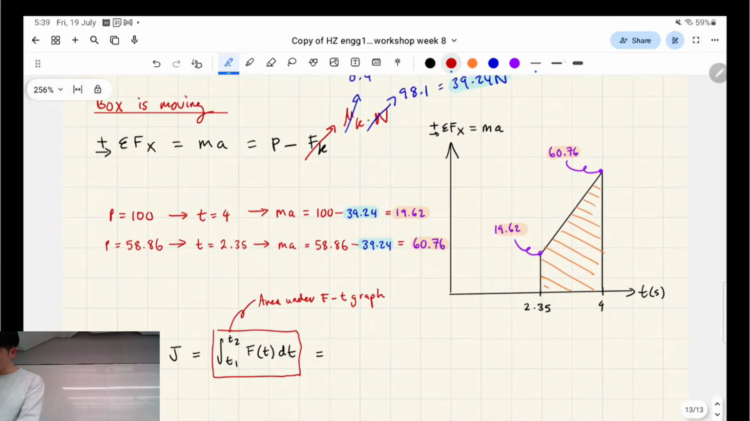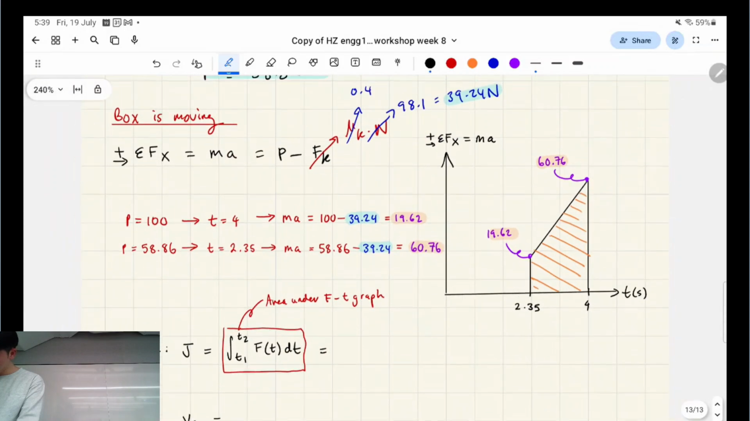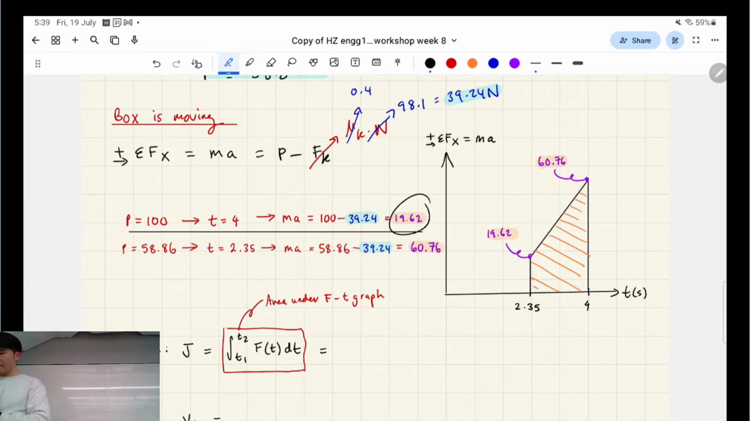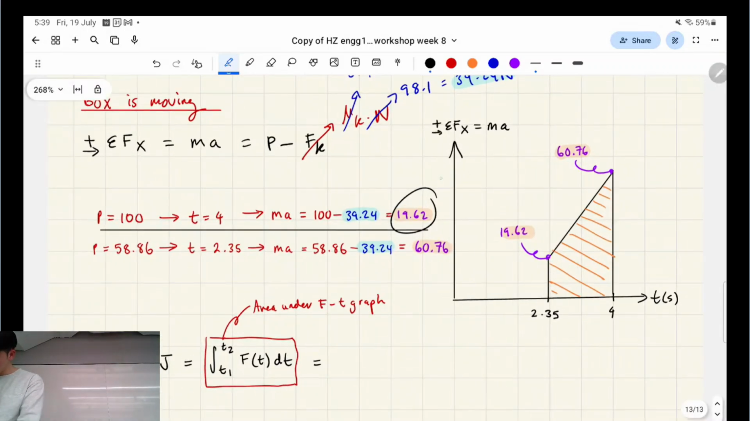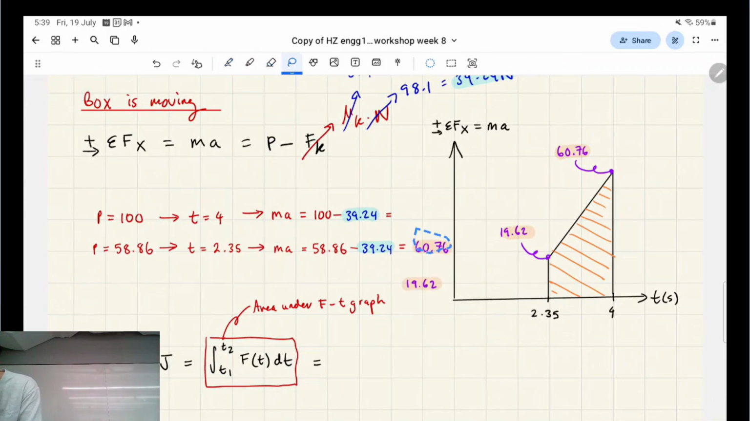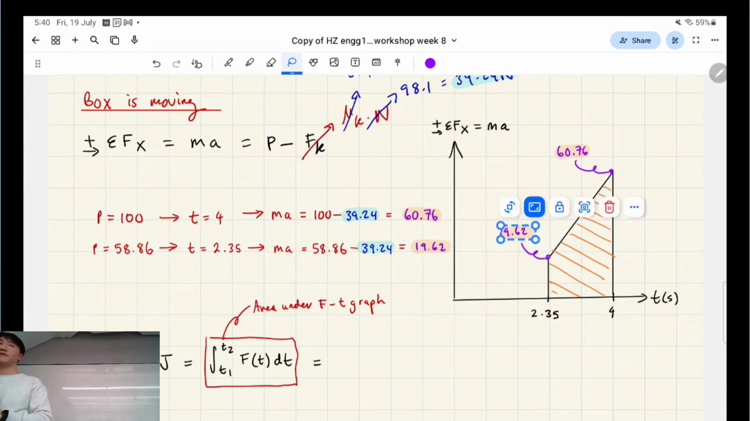So what we've been plotting, anyway, we can plot it like this. When the pulling force is 100, our net force is, did I write that the other way around? Yeah, I think I did, my bad. That makes more sense. So when our pulling force is 100, our net force is 60. When our pulling force is 58, our net force is 19.6. Yeah, makes sense.